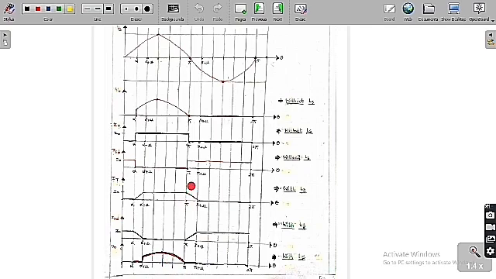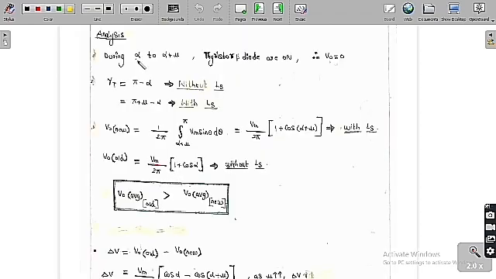Where mu is called the commutation angle, or simply the overlap angle. Mu is called the overlap angle because in this period both the thyristor and the diode are going to conduct, since this circuit has two switching devices. So now we are going to do the analysis of this circuit.